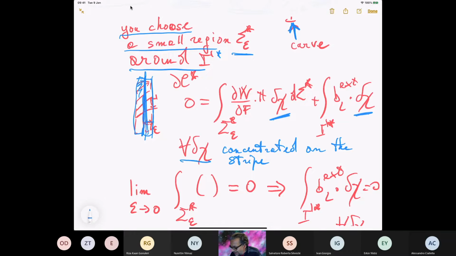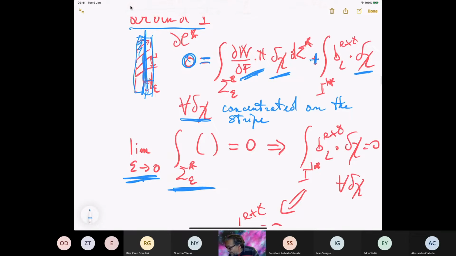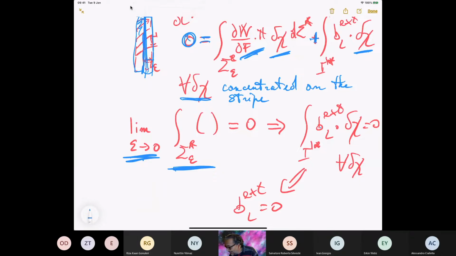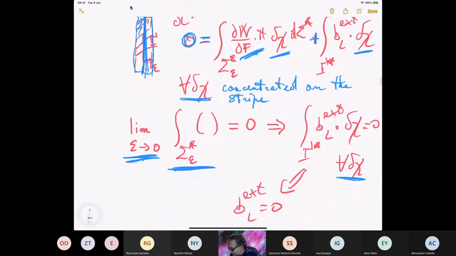So what you get? For every delta chi concentrated on the stripe, 0 is equal to the integral of this plus the integral on the line. When epsilon tends to 0, the surface integral tends to 0. So you get that the integral of B(x) dot delta chi is equal to 0 for every delta chi concentrated on the stripe, and this is the integral over gamma star. Now, we made this reasoning 100 times. We know that when this equality to 0 is true, by Lagrange's theorem, B(x) is equal to 0.